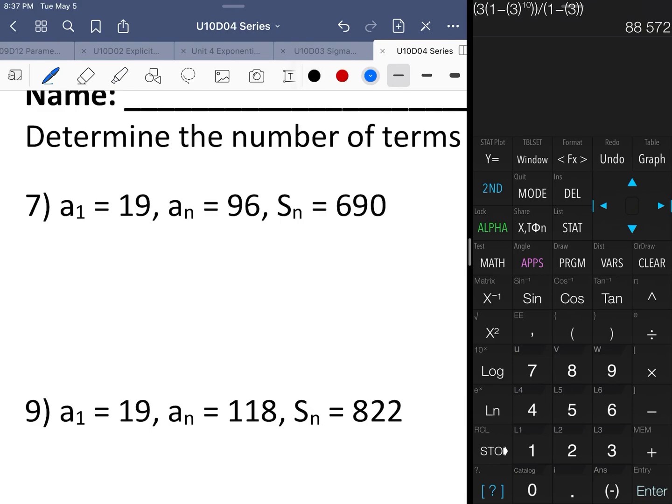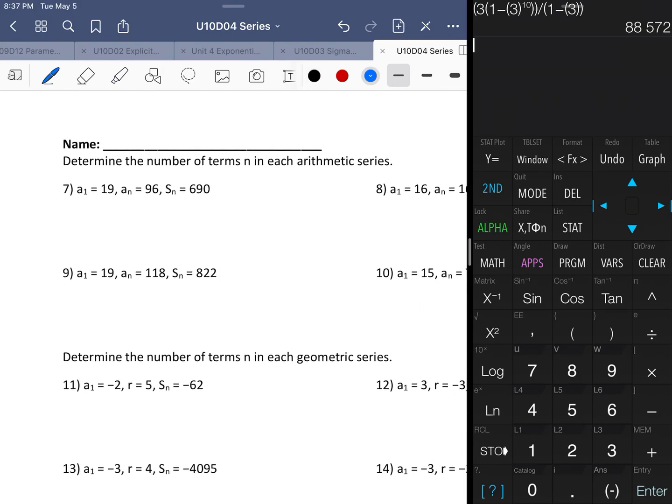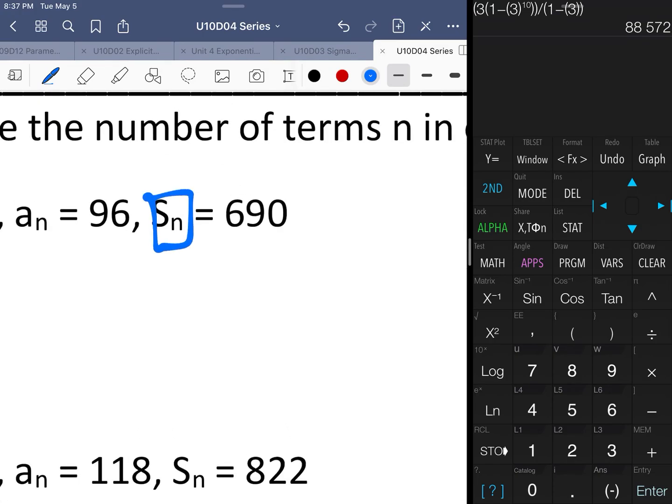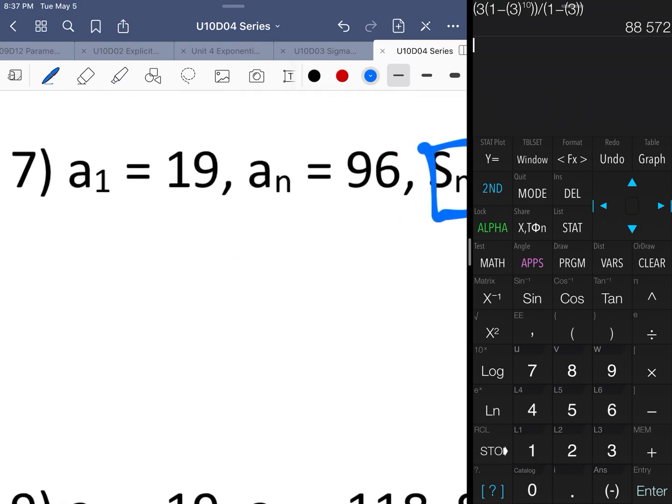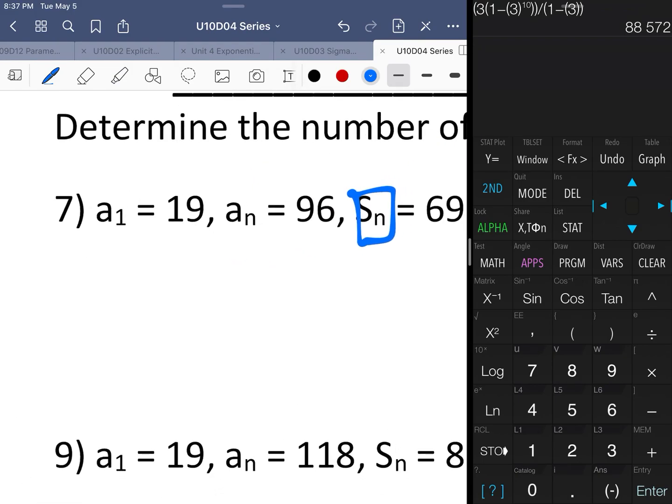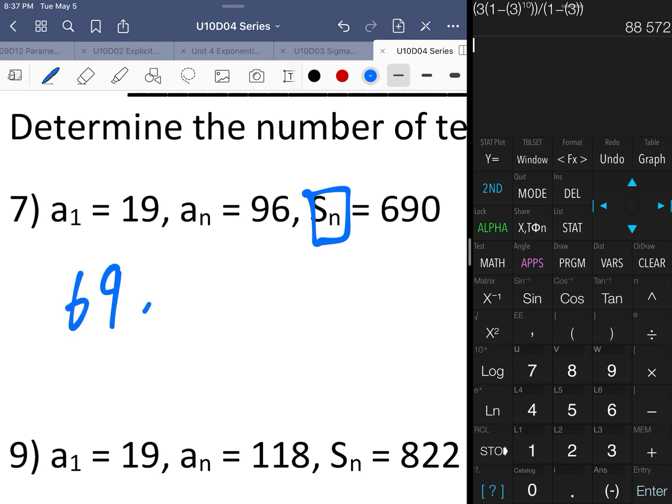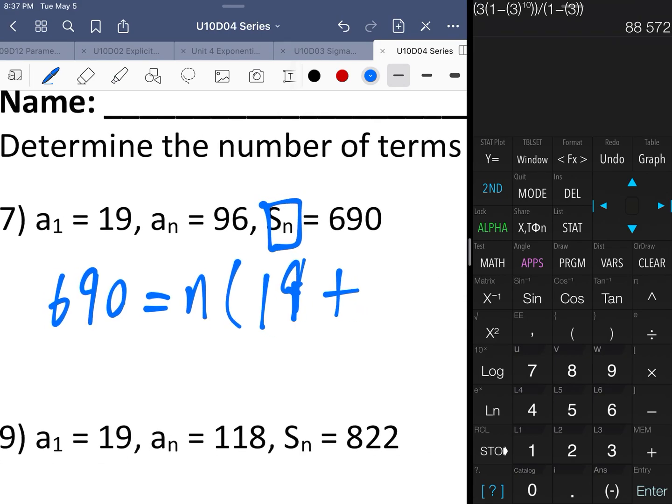All right, so problem 7 says to determine the number of terms in the arithmetic sequence, in the arithmetic series. So we're told we have an arithmetic series. The sum is Sn. There's some unknown number of terms here, so that means that we get 690 when we use the formula, the number of terms times the first term plus the last term. But we don't know what the term number is here, so this is what we're actually solving for. All we know is that the last term in this series is 96.